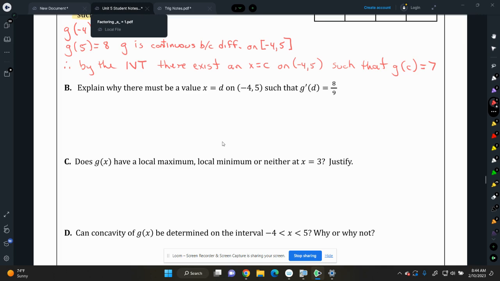If it's a critical point, there's a couple different directions we can go with this one. If that's a critical point, I could look to see if it's increasing or decreasing surrounding it, but I don't really know anything about increasing or decreasing. So let's go back and let's look at the table that we saw.